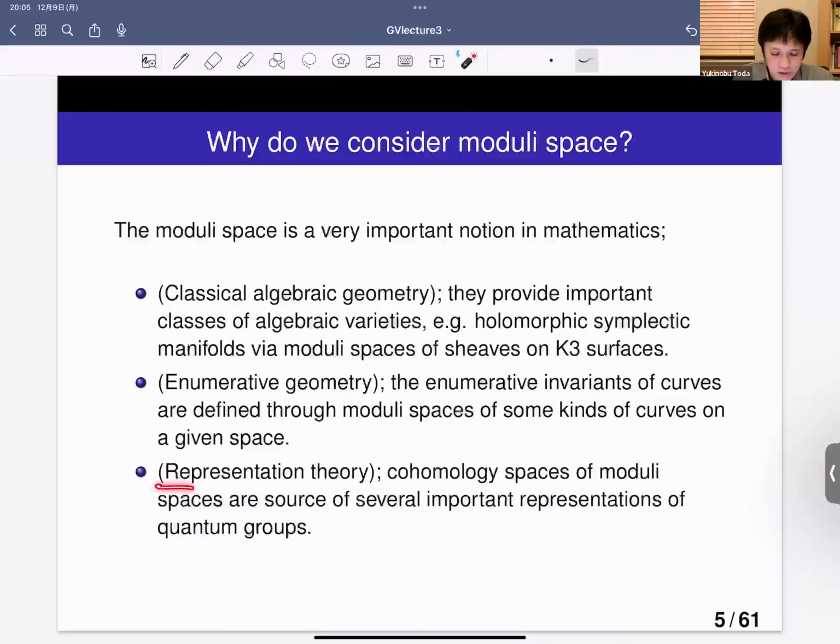And as I said, this is also important in representation theory. If we have the moduli space, then we can consider some cohomology theory of that moduli space. And in many cases, it provides many interesting representations of some important groups like quantum groups. So the moduli space is interesting not only in algebraic geometry, but also in several branches of mathematics.